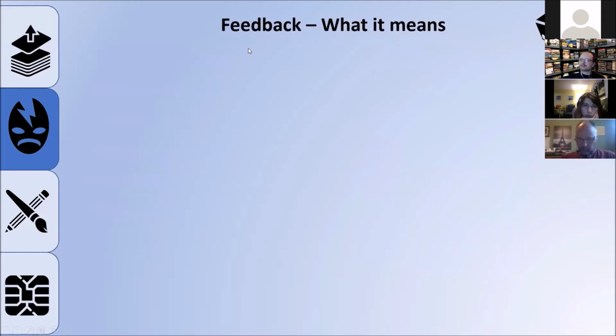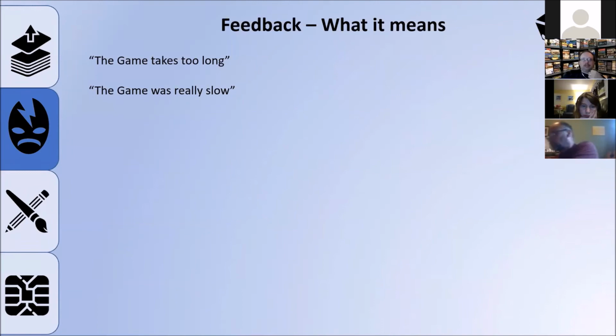The game takes too long. So again, this was on the last page, but it applies again in a different way. So this is again going back to paying attention to what's going on at the time. The game was really slow. Sometimes games that are over in 10 minutes, the players are still going to tell you it felt slow. So you need to really look at that.